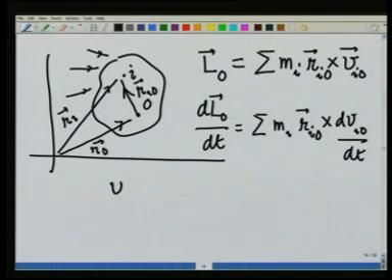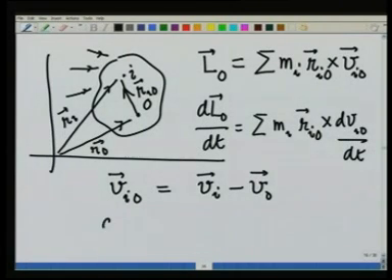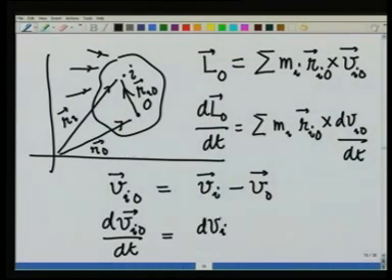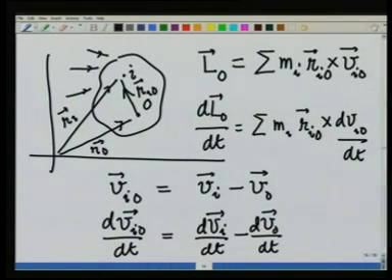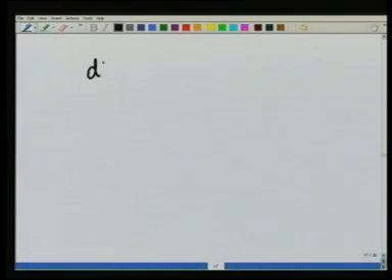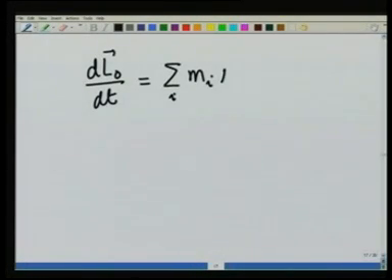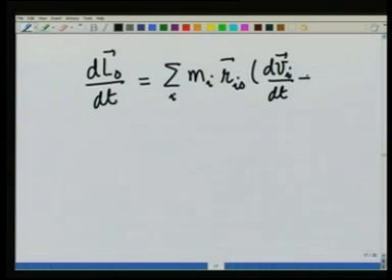Now, v_i with respect to O is nothing but velocity of the ith point with respect to the outside point minus velocity of O, and therefore dv_iO over dt is going to be equal to dv_i over dt with respect to the outside point minus dv_O over dt, and therefore we get dL_O over dt, that is the rate of change of angular momentum with respect to point O, is equal to summation over i of m_i r_iO cross (dv_i over dt minus dv_O over dt), and I have forgotten to put a cross sign here.